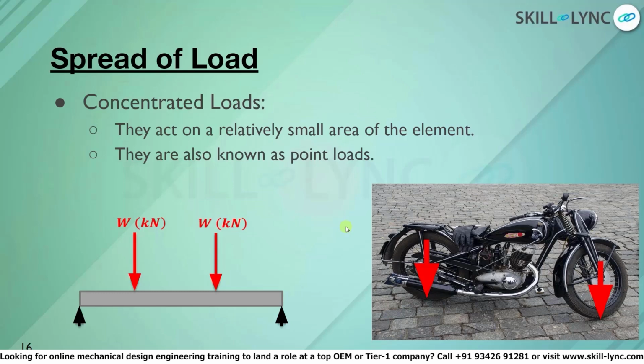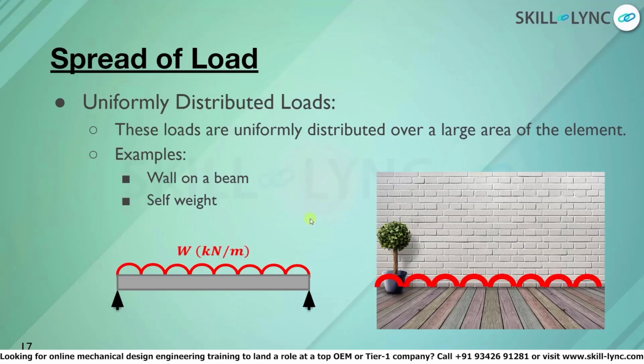Another common example is a motorcycle resting on the ground. The load of the motorcycle is distributed on 2 load points, that is each wheel. Now, these can be considered as point loads. Point loads are depicted using W, which is basically capital W, and the unit is kilonewtons.